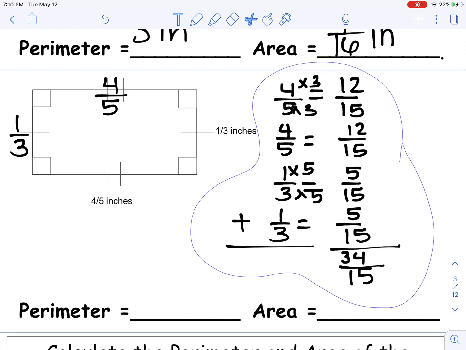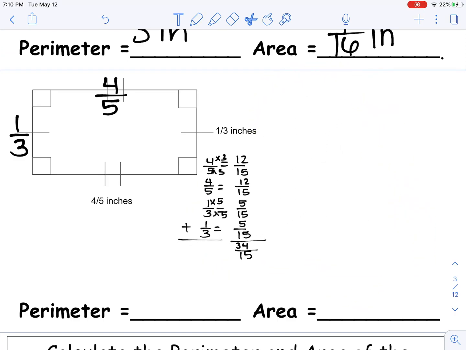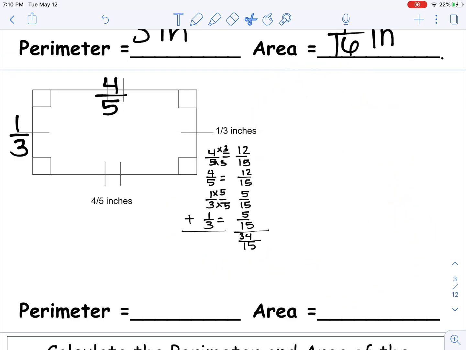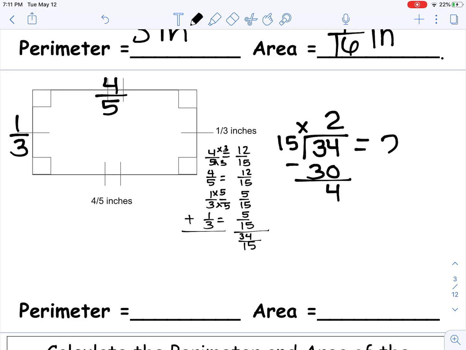34. So the next thing I'm going to do, I'm going to shrink this down a little bit because I need a little space to simplify, right? Because 34 is greater than 15. So top is bigger than bottom, so I'm going to divide that. If I have 34, I can get 2 groups of 15. 2 times 15 is 30. Subtract. So I have 2 whole groups and 4 out of 15.